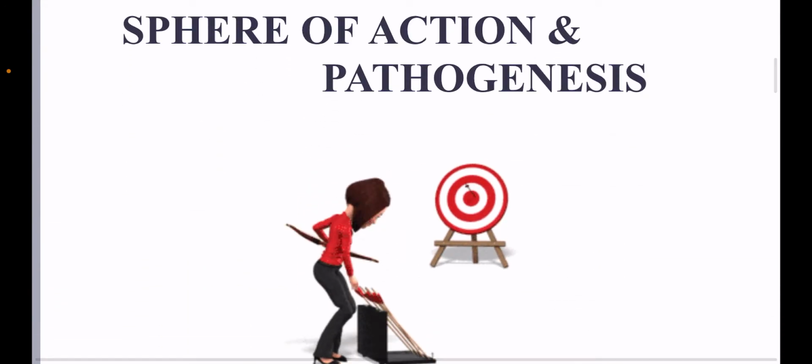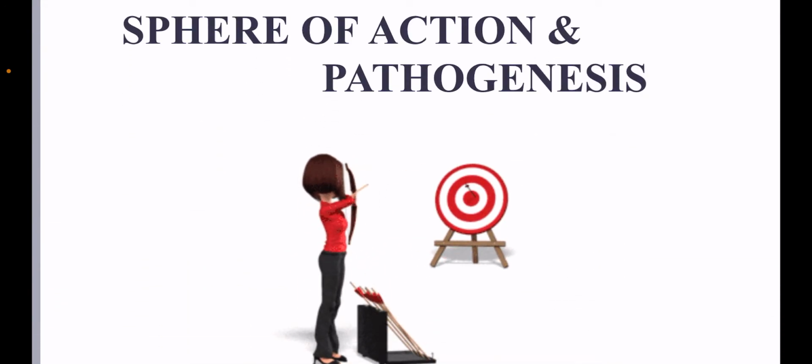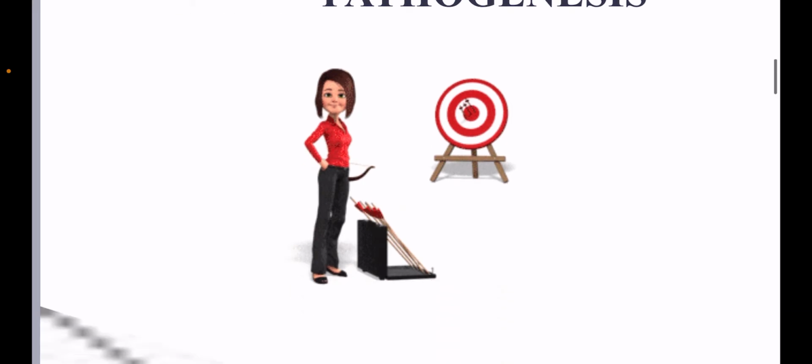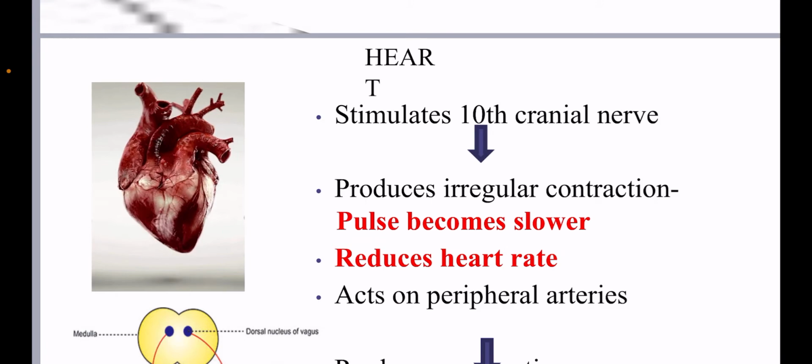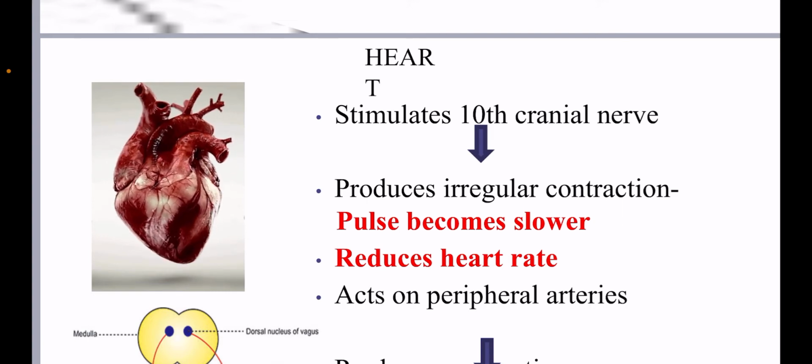Sphere of action and pathogenesis. Where does Digitalis purpurea act, and after acting, what is it going to do in each particular organ? First, we'll read about the heart. In the heart, it is going to stimulate the 10th cranial nerve. It will produce irregular contraction. As a result, the pulse will become slow and the heart rate is also going to reduce. So guys, it acts on the 10th cranial nerve and produces irregular contraction.